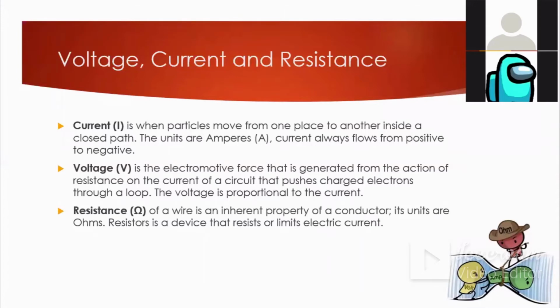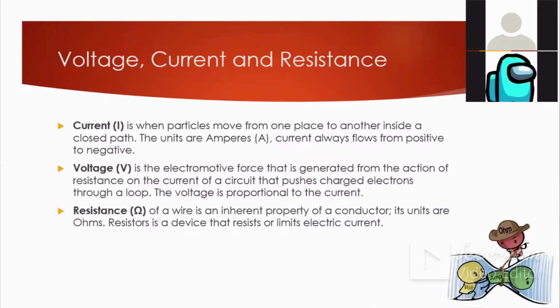Current is when particles move from one place to another inside a closed path. The units are amperes, and current always flows from positive to negative. Voltage is the electromotive force that is generated from the action of resistance on the current of a circuit that pushes charged electrons through a loop. The voltage is proportional to the current.